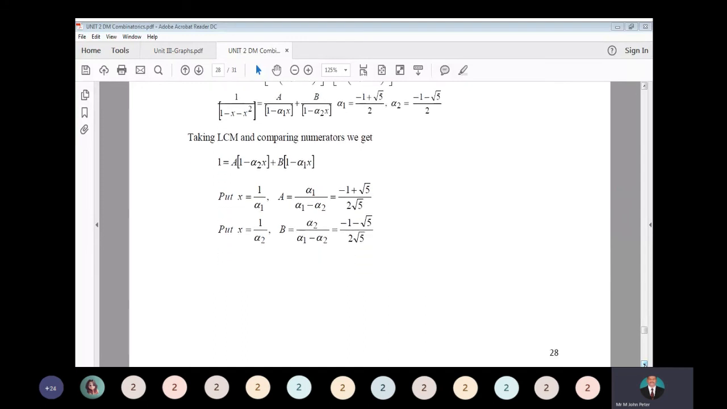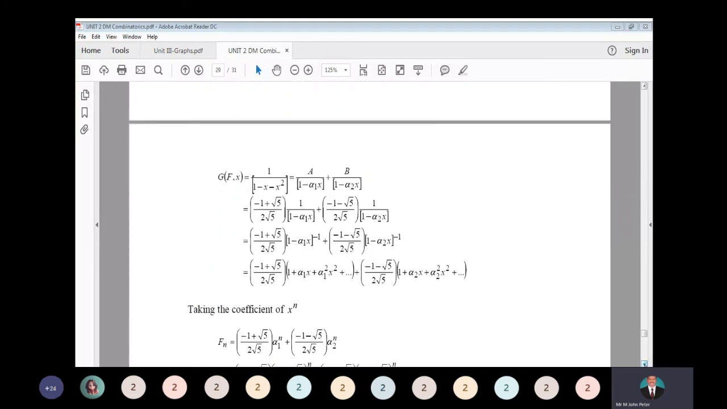Okay. So these two unknown values, replace them in the partial fraction. We will get a divided by 1 minus alpha 1 x plus b divided by 1 minus alpha 2 x. So a is minus 1 plus root 5 by 2 root 5 times 1 divided by 1 minus alpha 1 x. That is the b value, replace it, and alpha 2 don't substitute, that is 1 minus alpha 2 x. That we compare with the formula: 1 divided by 1 minus a is equal to the sum of a power k. Like that we can use that concept.